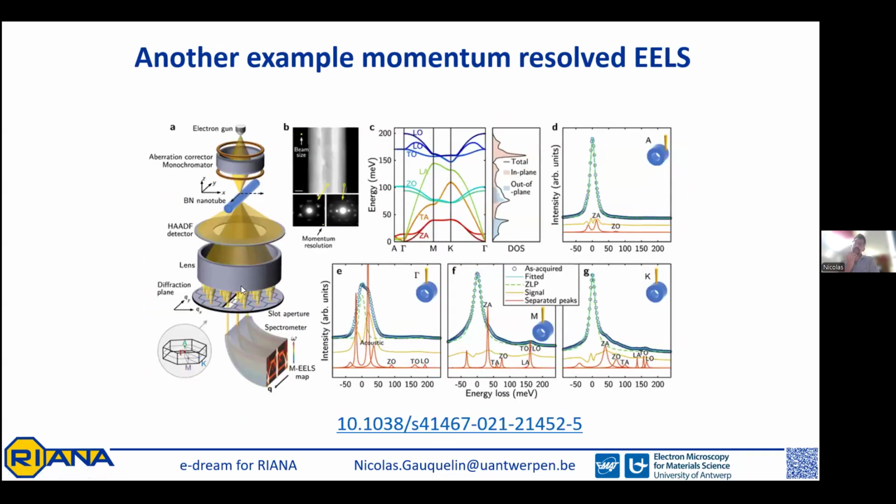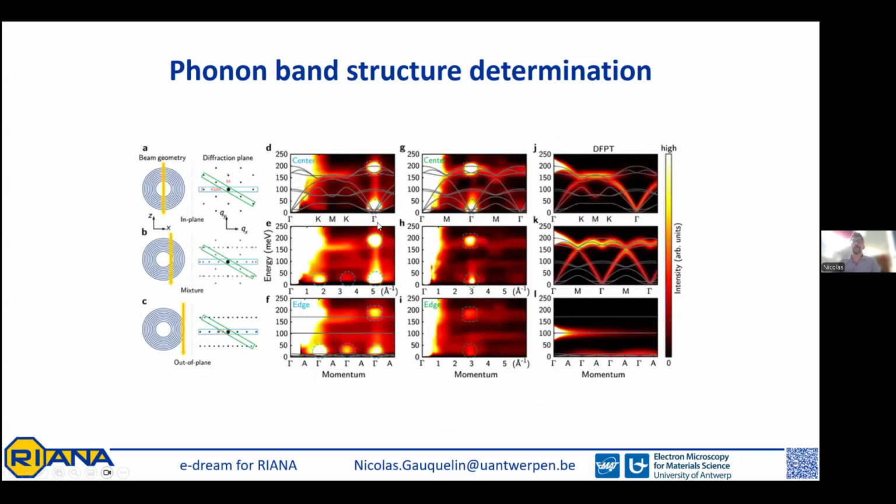Another example is that you can get some momentum resolution by having a slit where you will not only collect your direct beam, but also some more scattered beam at higher Qs. And like that, you can get some kind of phonon density of states, like I can show you here. You can reproduce the phonon density of states by EELS measurement, and it matches quite well with the theory.